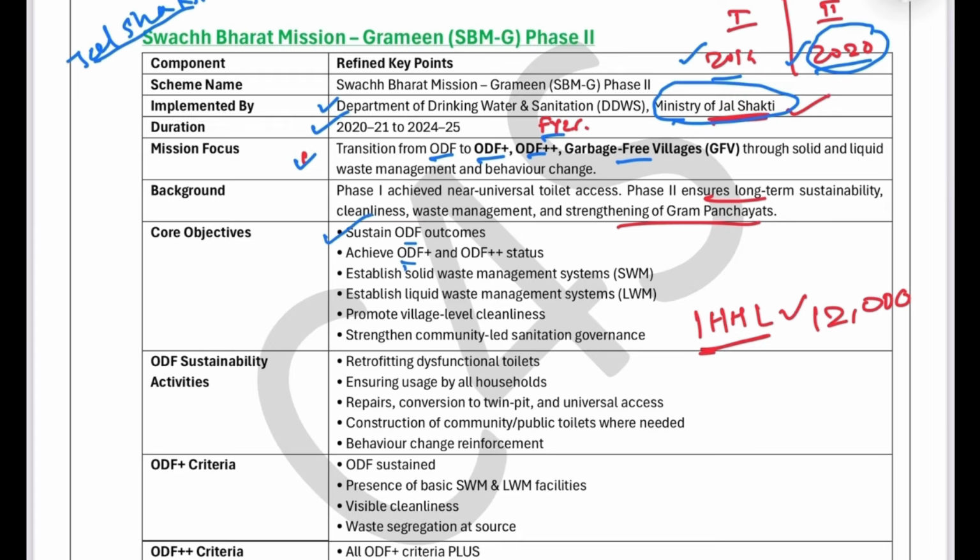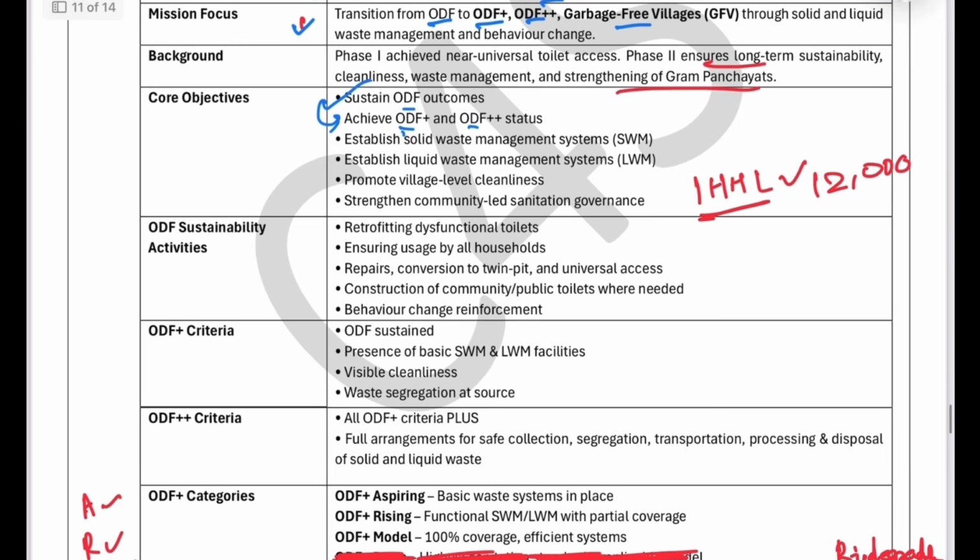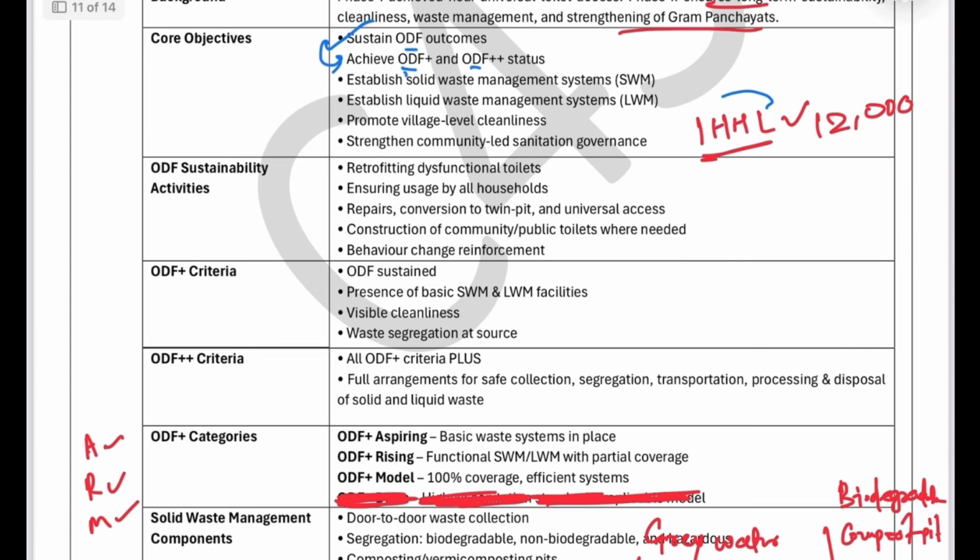So what is ODF? ODF is the open defecation free status. In ODF Plus, we are trying to maintain that status, and further we want the functionality and maintenance of the toilets. And in ODF Plus Plus, along with all this, we want the treatment of whatever fecal sludge and sewage is created, which should be managed and treated properly. So all solid and liquid waste management will be done.